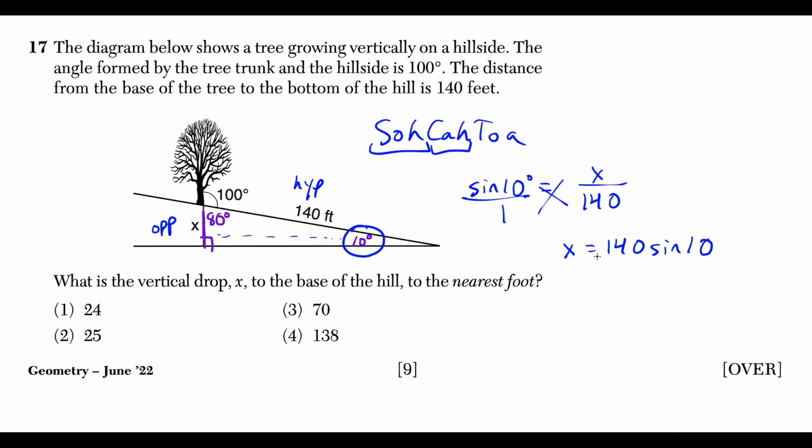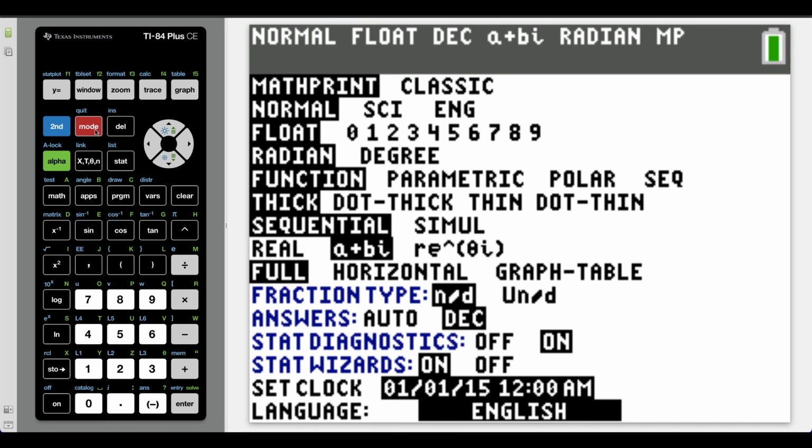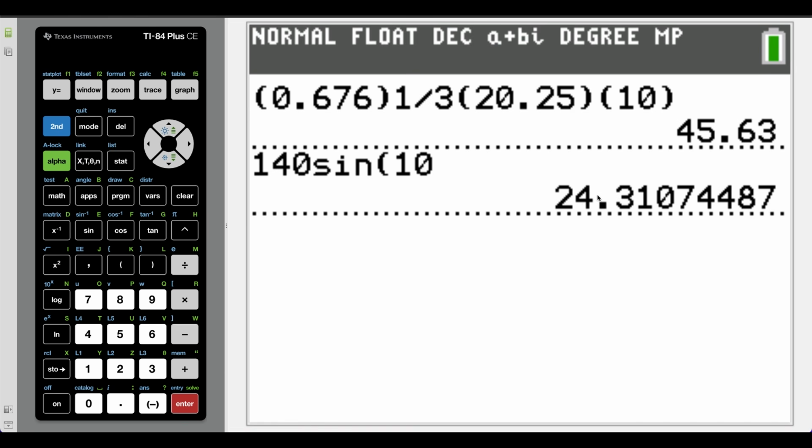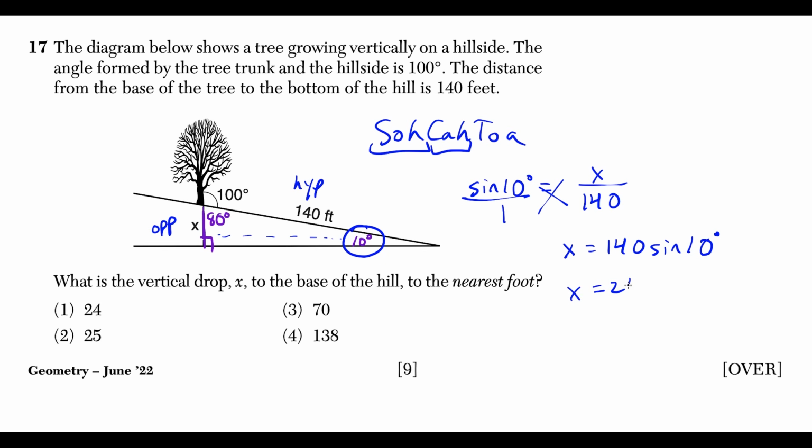And now we're just going to type this in the calculator. So I'm just going to switch over here to degrees. So we'll go back to the main screen here, 140 times sine of 10. And we're going to the nearest foot, which is going to give us 24 feet. So to the nearest foot, x equals 24 feet. And choice 1 is our answer.